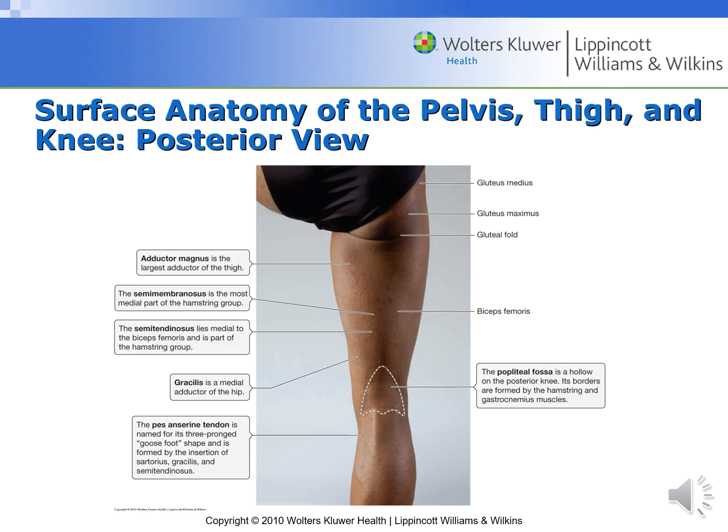Now let's take a look at the posterior view of the anatomy of the pelvis, the surface anatomy of the pelvis, thigh, and knee. And we're going to start over to the left, most superiorly. We see the adductor magnus. This is the largest adductor of the thigh. We see the semimembranosus. This is the most important medial part of the hamstring group of muscles. We see the semitendinosus, which lies medial to the biceps femoris and is part of the hamstring group.